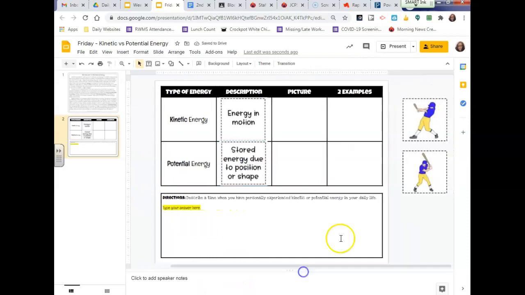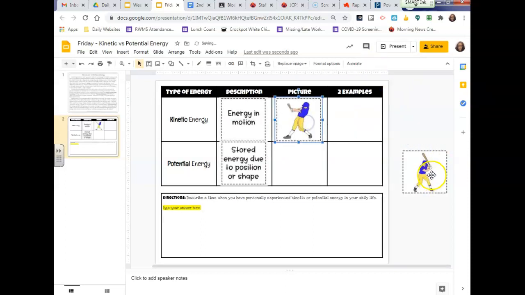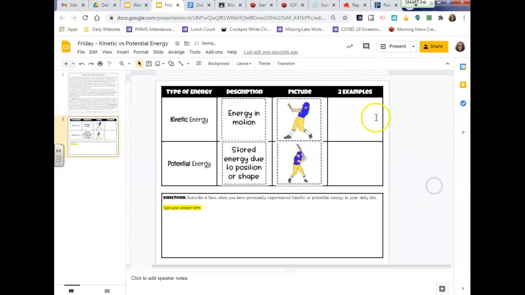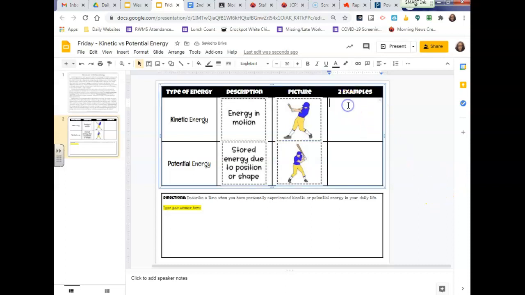Now, based on those definitions, look at your picture. A batter with the bat pulled back, or a batter swinging. Well, if you're swinging, the bat is in motion, so it will be kinetic energy. But if you're waiting to swing, you have the potential to move the bat. That's potential energy. And then you will give two examples of kinetic energy and then two examples of potential energy from anything. Any example you can think of.